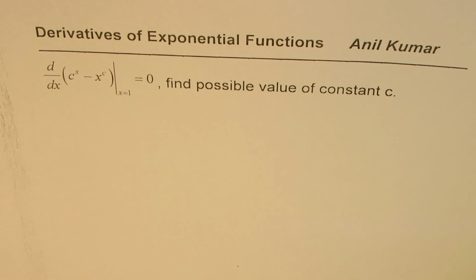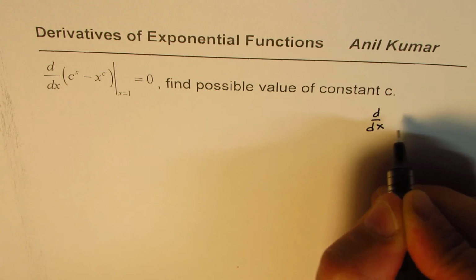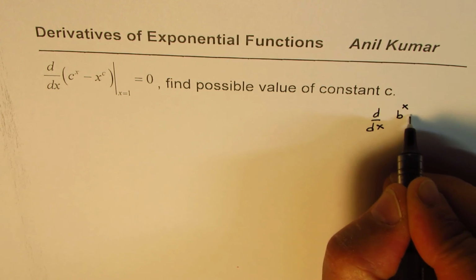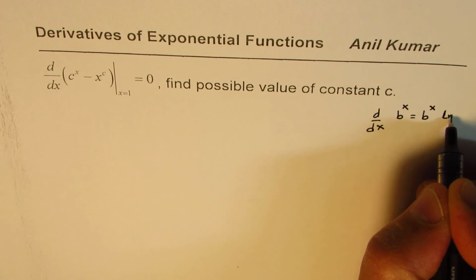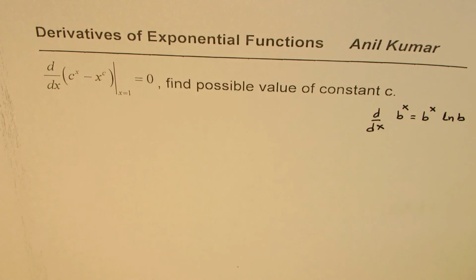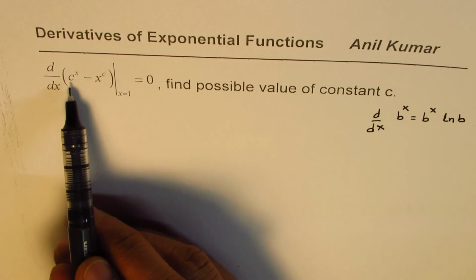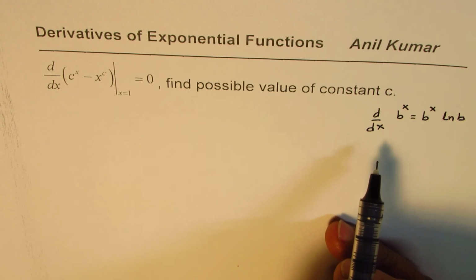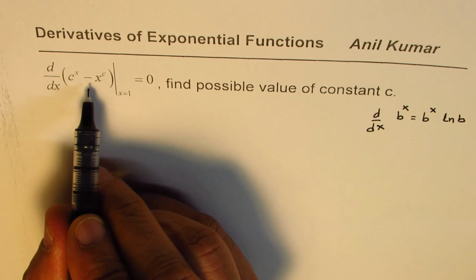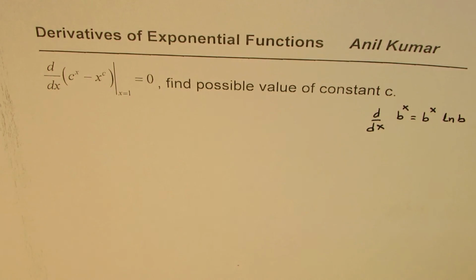Now the formula which I'm going to use here is that the derivative for b to the power of x is equal to b to the power of x ln b, right? So I hope you remember this formula. You could also derive it by taking log on both sides and doing the needful. Now in this case you find c to the power of x, c is a constant just as b is a constant, right? So let's begin by finding the derivative of this function. Then we'll equate it to 0 and find the possible value of c, right? Those are the steps involved.